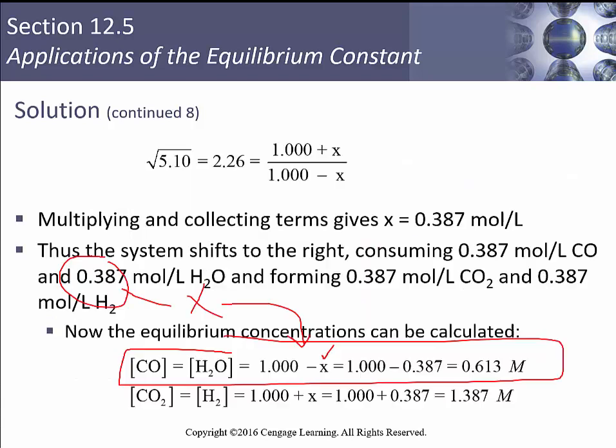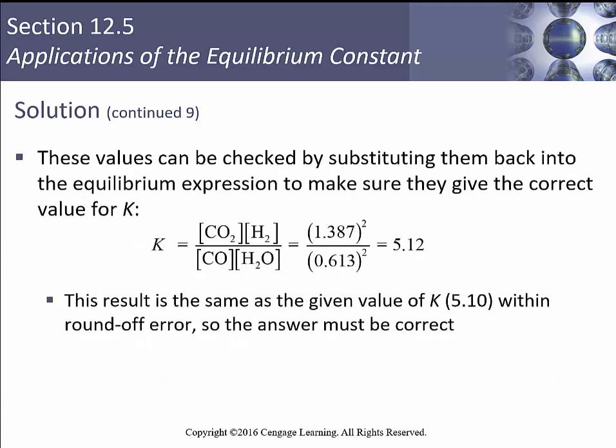The values can be checked by substituting them back into the equilibrium expression to make sure they give the correct value for K. So if in doubt, test it out. Right? Plug in the specific numbers in here. Make sure you get the value for K out that you should be getting out. This result is the same as the given value, 5.10, within round-off error. So the answer is most likely correct.